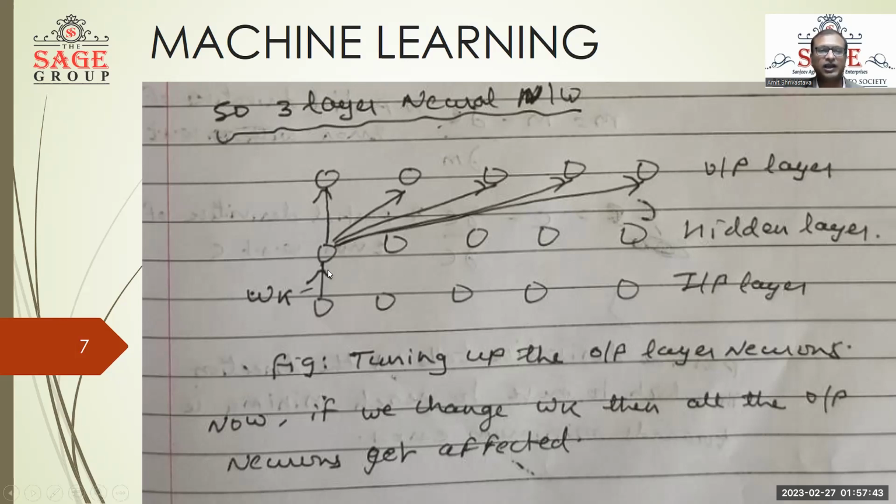So here in the 3-layer, if I change this WK, then the output of this hidden layer neuron will get changed. And this hidden layer neuron is connected to all the output layer neurons. So in this case, all the output layer neurons get affected. So we have got this WK, which if we tune, then all the outputs get affected. So that is why we have to go for the 3-layer neural network when there is a problem which is not linearly separable.